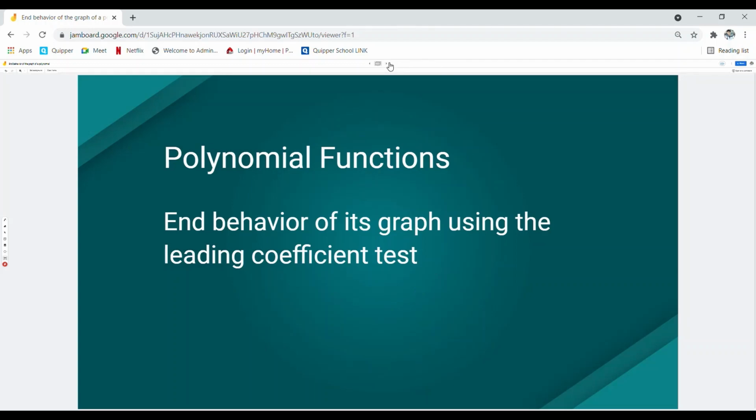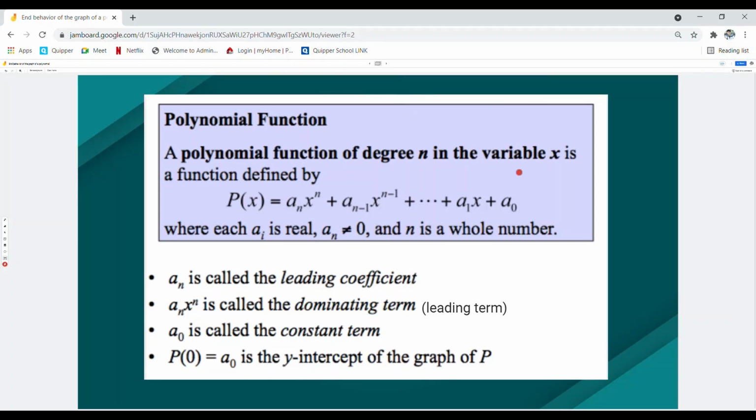polynomial functions. Okay, so let's recall first that the polynomial function of degree n in the variable x is a function defined by p of x is equal to a sub n times x to the n plus a sub n minus 1 times x to the n minus 1 plus the terms between plus a sub 1 times x plus a sub 0, which is the last term, where each a sub i is real and that a sub n is not equal to 0 and n is a whole number.